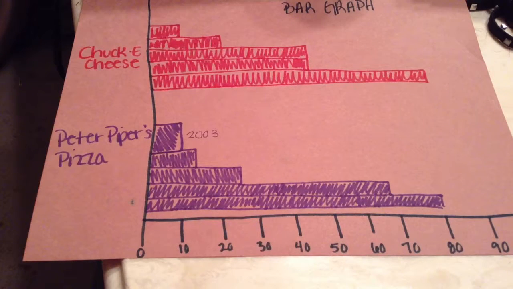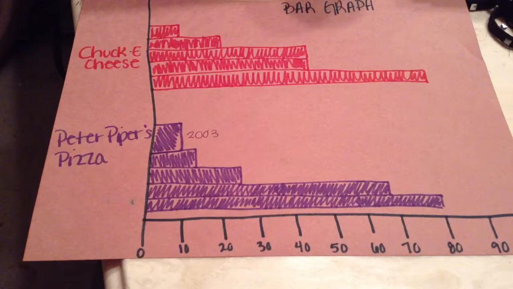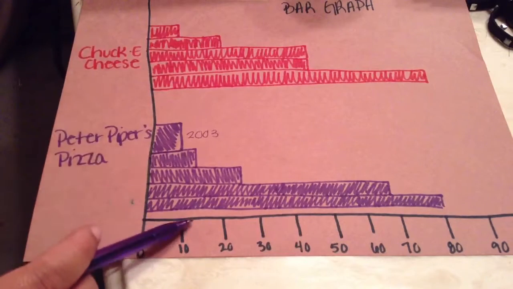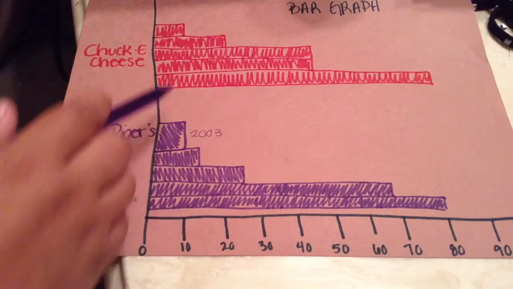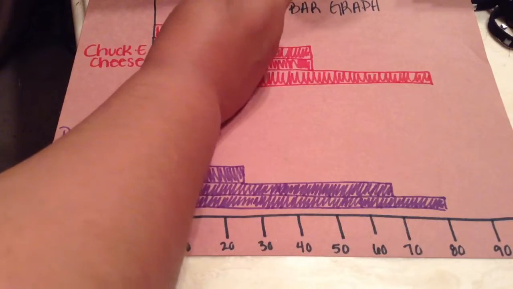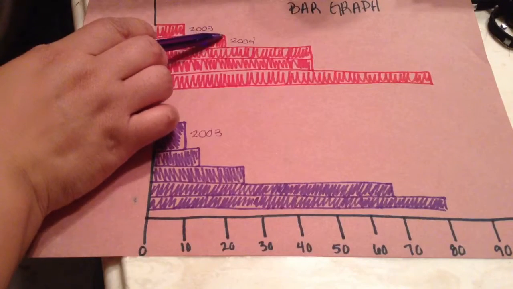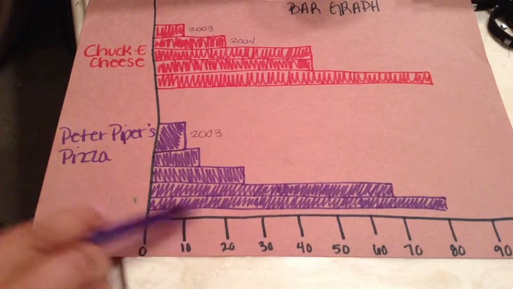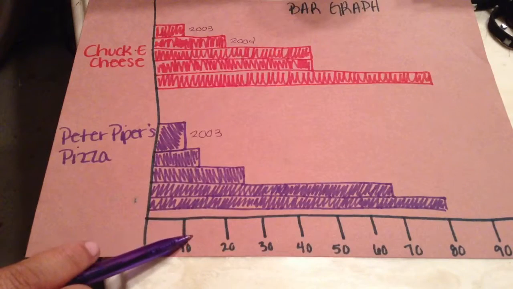So in 2003 at Peter Piper's Pizza, there was 9,000 people that showed that year. And in Chuck E. Cheese, there were 10,000 people that showed up. So this bar that I made lines up with this 10. In 2004, Chuck E. Cheese had 20,000 people, and Peter Piper's Pizza had around 11,000.